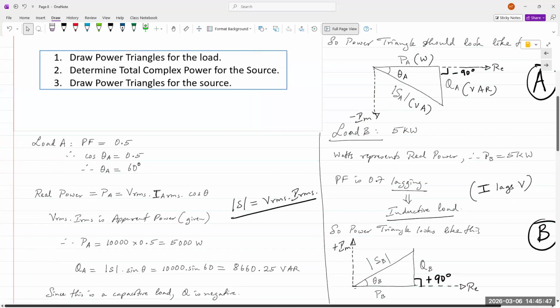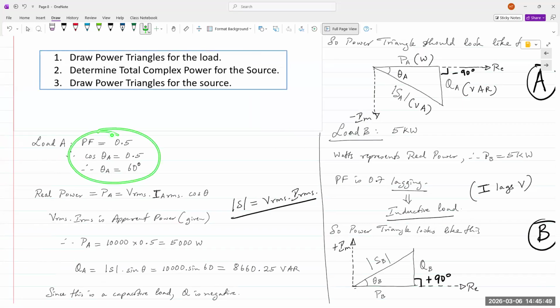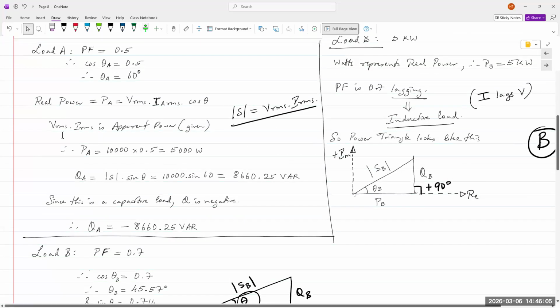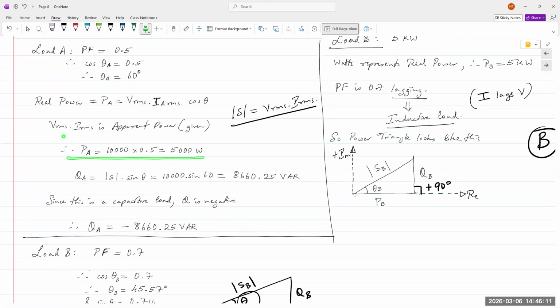So in A, power factor is 0.5. Cosine of theta is 0.5. That means theta is 60 degrees. If theta is 60 degrees, I can find real power as VRMS, IRMS, cosine of theta. VRMS and IRMS is the apparent power which is given to us, magnitude of S. And so PA is simply magnitude of S times 0.5 cosine of theta, which is 5,000 watts. Reactive power QA is magnitude of S times sine theta.